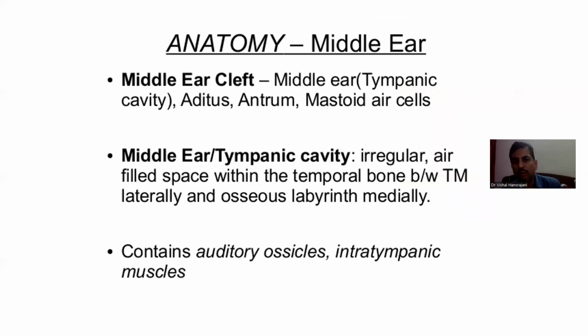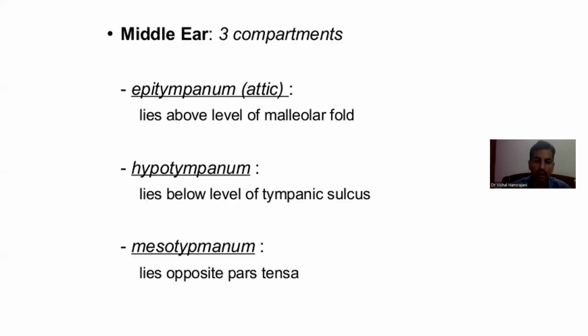Now we come to the anatomy of the middle ear. What is the middle ear cleft? The middle ear cleft is formed by the middle ear itself: the tympanic cavity, aditus, antrum, and the mastoid air cells. The middle ear or the tympanic cavity is an irregular air-filled space within the temporal bone between the tympanic membrane laterally and the osseous labyrinth medially, containing the auditory ossicles and intratympanic muscles.